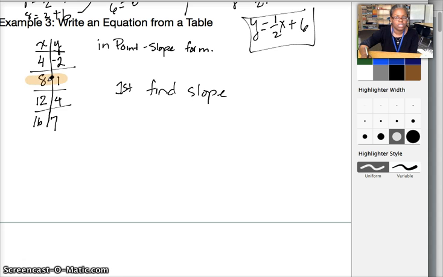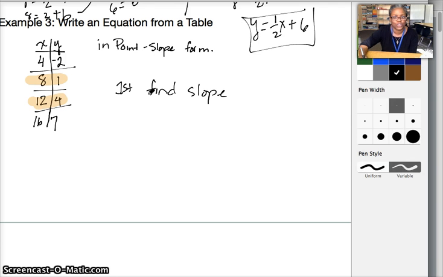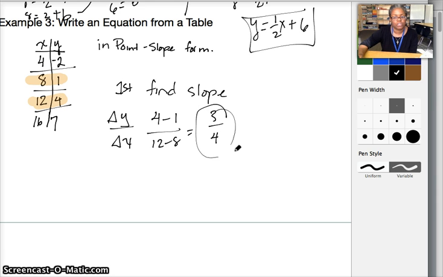And I'm just going to say this one here and this one here. It doesn't matter. Any 2. I guess you get the idea of any 2. So what I'm going to do is find the slope. I know the slope is change in y over change in x. So I'm going to do my change in y. That's 4 minus 1. And I'm going to do my change in x, 12 minus 8. When I do that, I have 3 over 4, so my slope is 3/4.